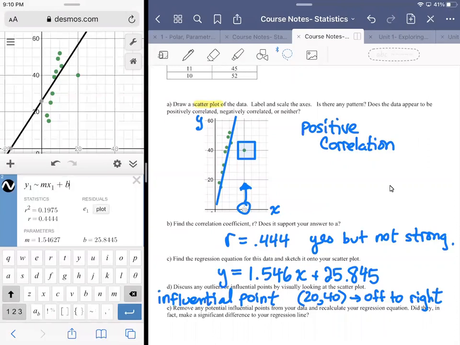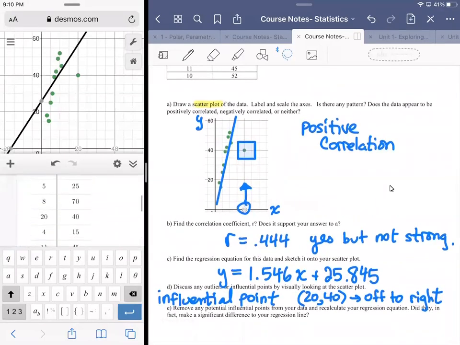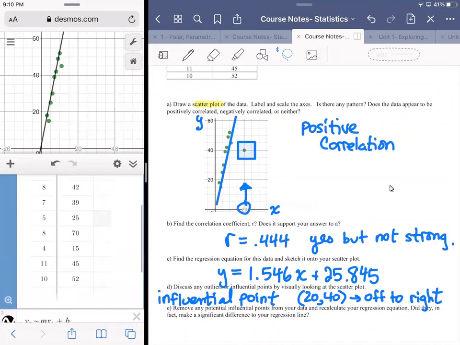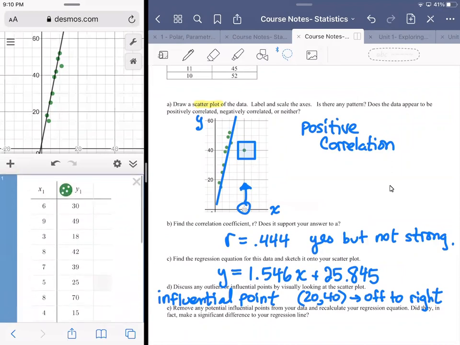recalculate your regression equation. Did they in fact make a significant difference to your regression line? All right, so that's a key ingredient to this, as opposed to some of the other problems that we've done. We're actually going to be removing points, so I'm going to clear that out. So 20, 40 was the value that needed to be cleared. Now, when I wiped out the 20, it took away the 40 that went along with it.